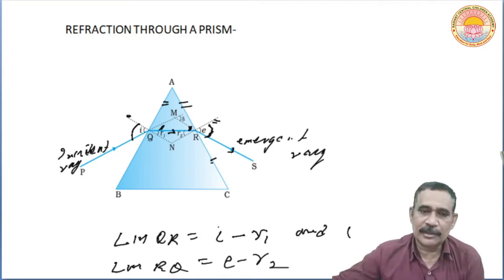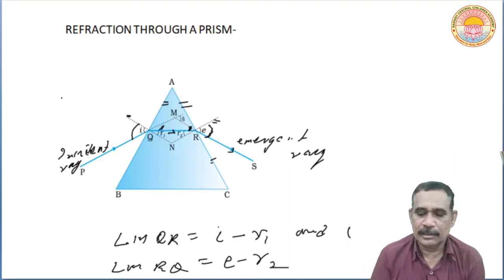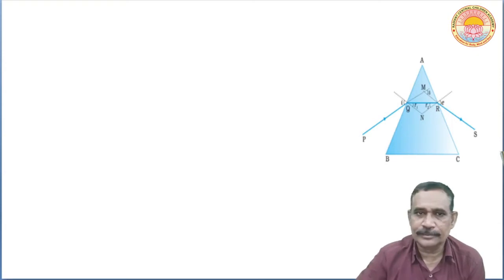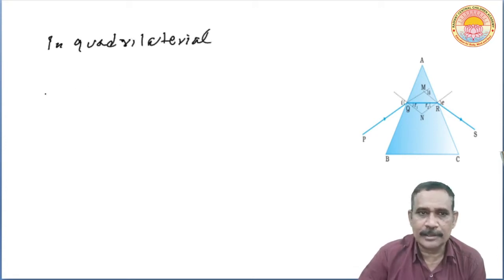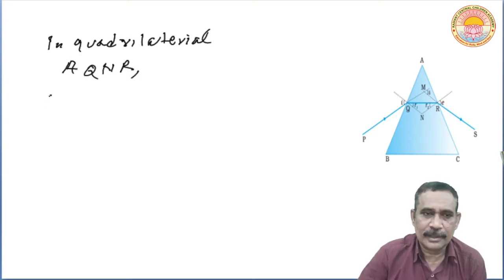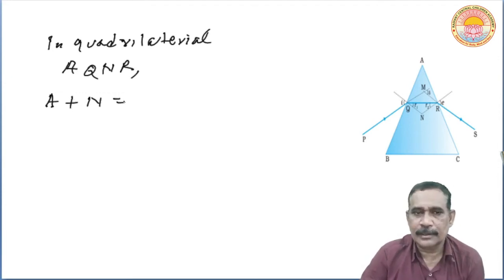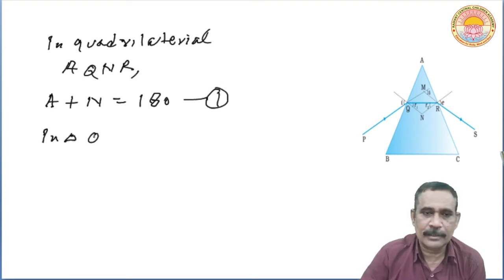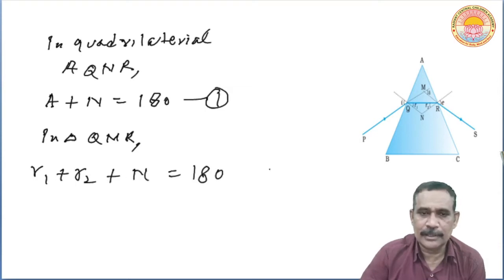Now to derive this formula, in quadrilateral AQNR, angle A plus angle N equals 180 degrees. Again, in triangle QNR, R1 plus R2 plus angle N is equal to 180 degrees.